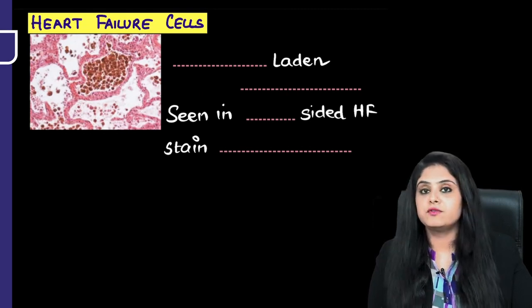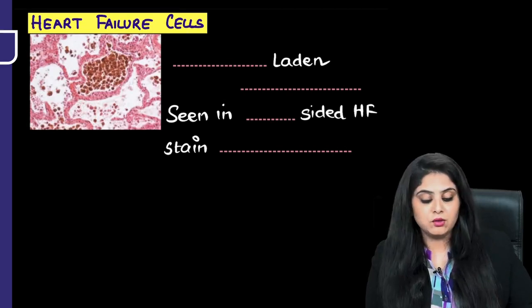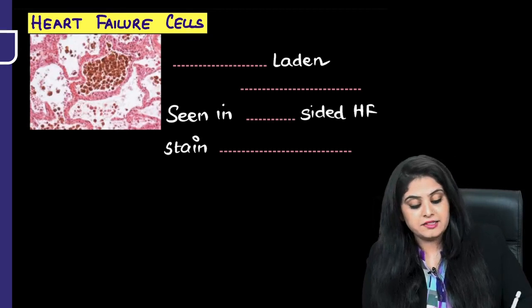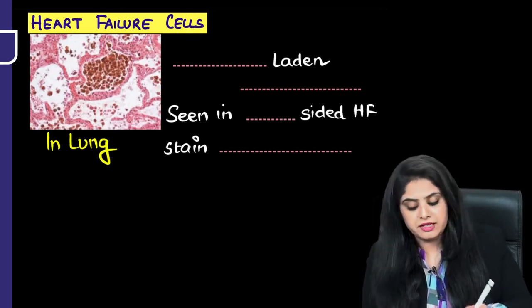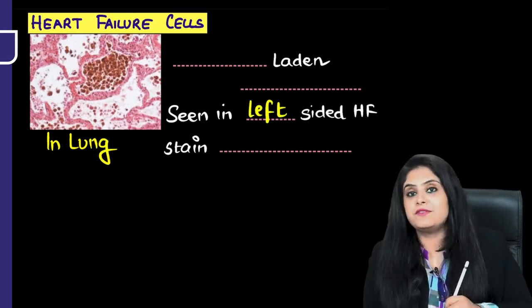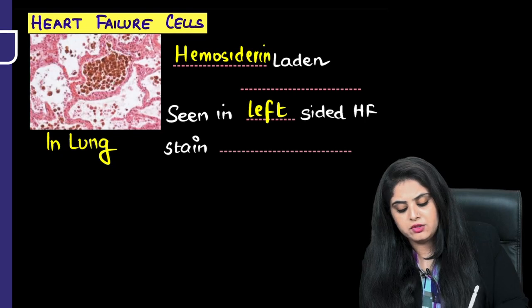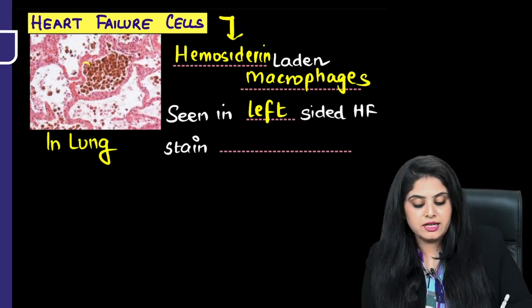As you can see in front of you, we have heart failure cells, and I hope you remember that although I say it is heart failure, it is actually seen in the lungs. So which heart failure is going to affect the lungs? Of course, it is going to be left-sided heart failure. And in the lungs, what do we see? We see lots and lots of congestion. So blood means hemosiderin, and hemosiderin will be eaten up by the macrophages. So what exactly are heart failure cells? Heart failure cells are hemosiderin-laden macrophages.